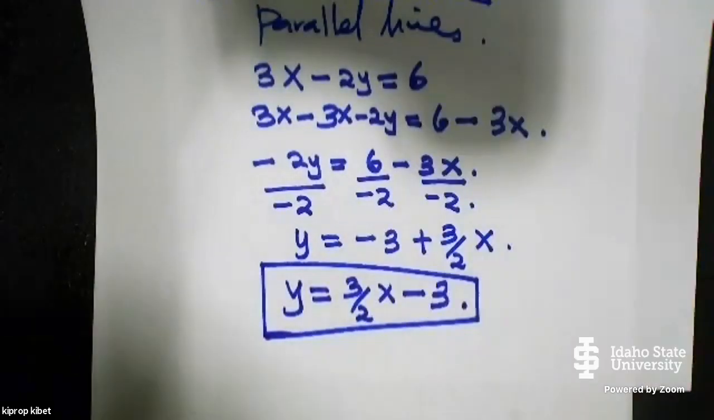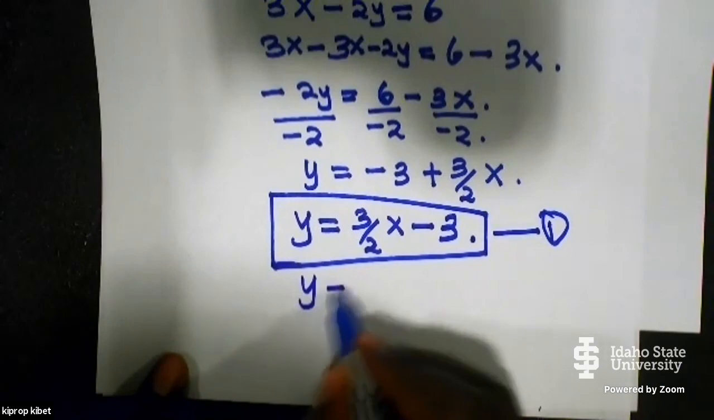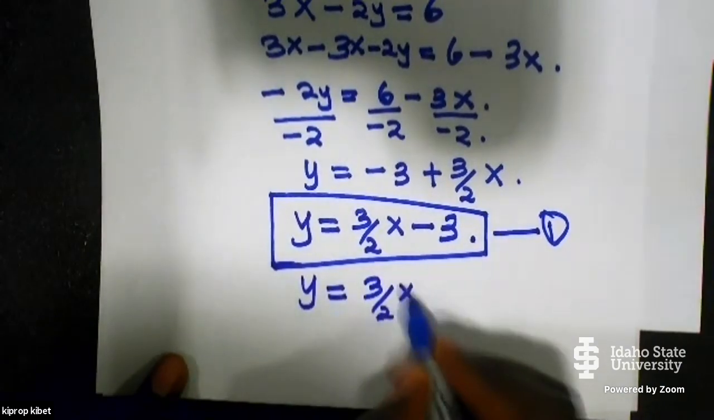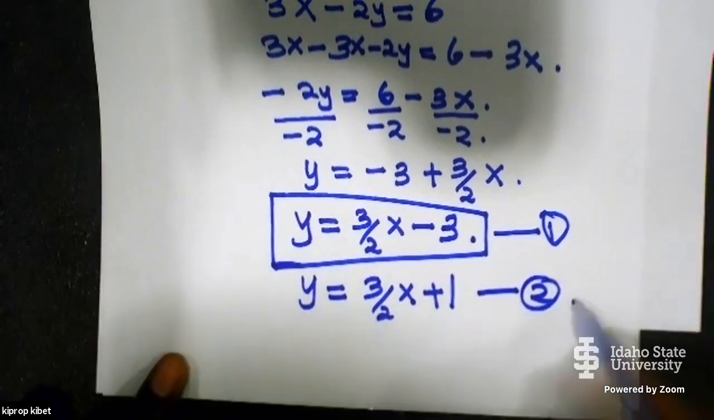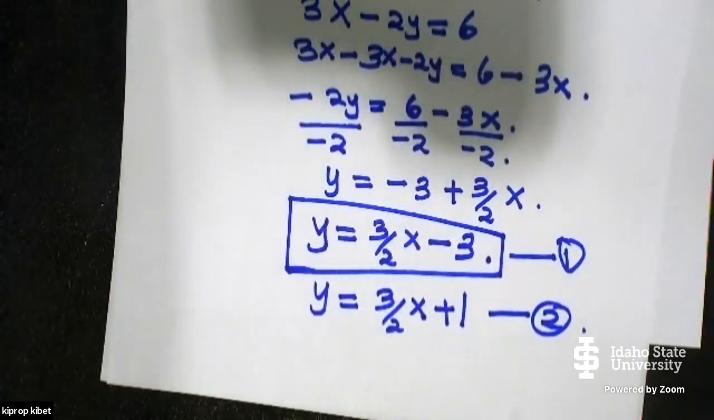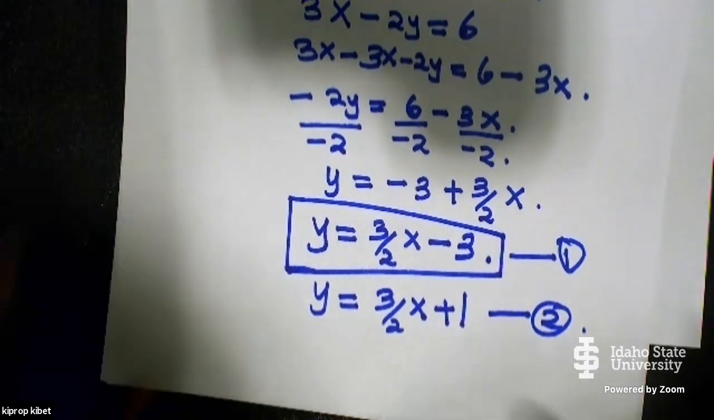The second one is y equals 3 over 2 x plus 1. Now, from here, what can we see? We have the same slope, right? We have the same gradient, which is 3 over 2. And then we have a different y-intercept.